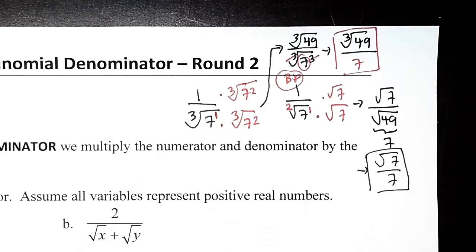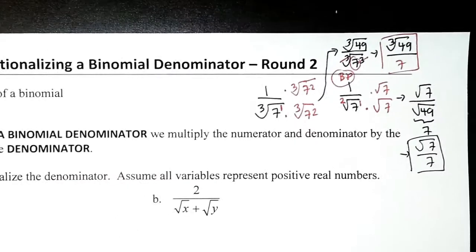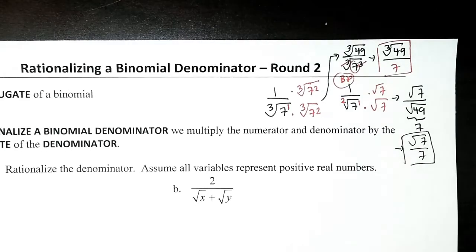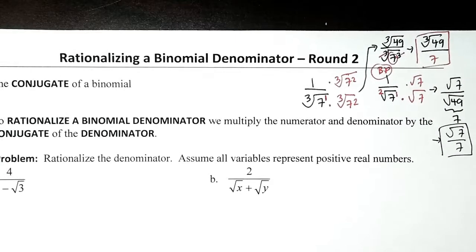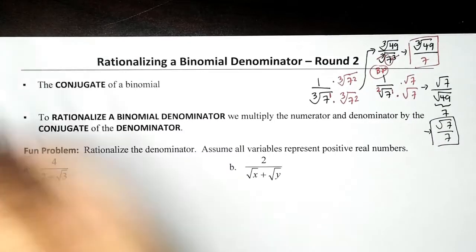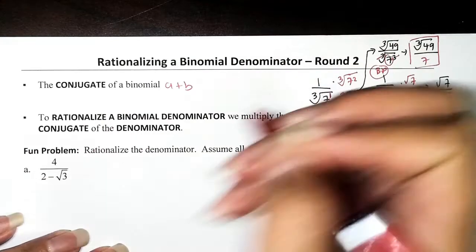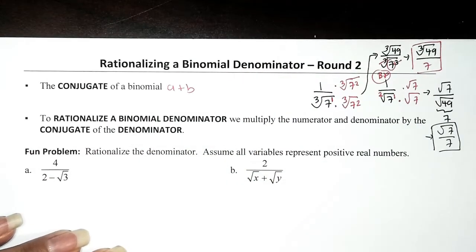Before we do that, let's go ahead and review something from many moons ago, something about conjugates. The conjugate of a binomial of the form a plus b, what is that? Conjugates are binomial expressions that differ in a sign.